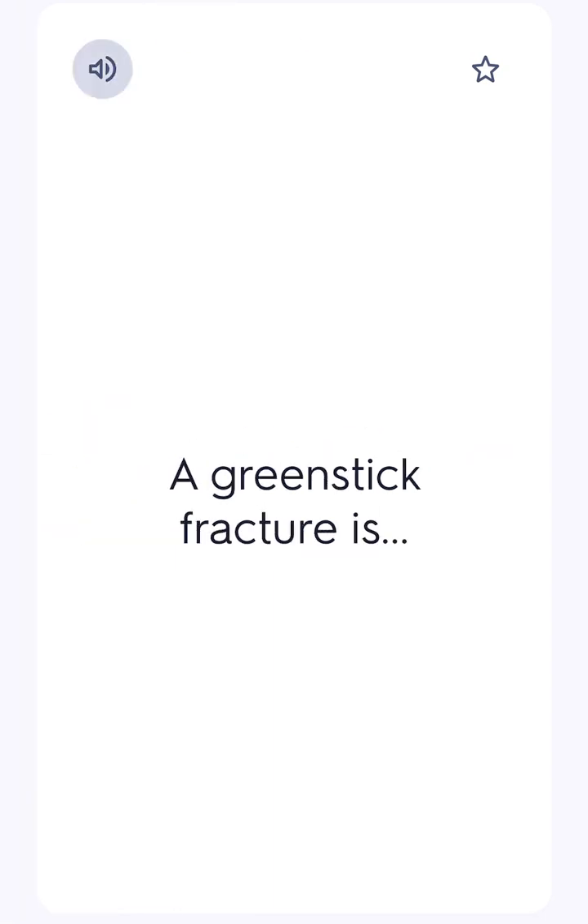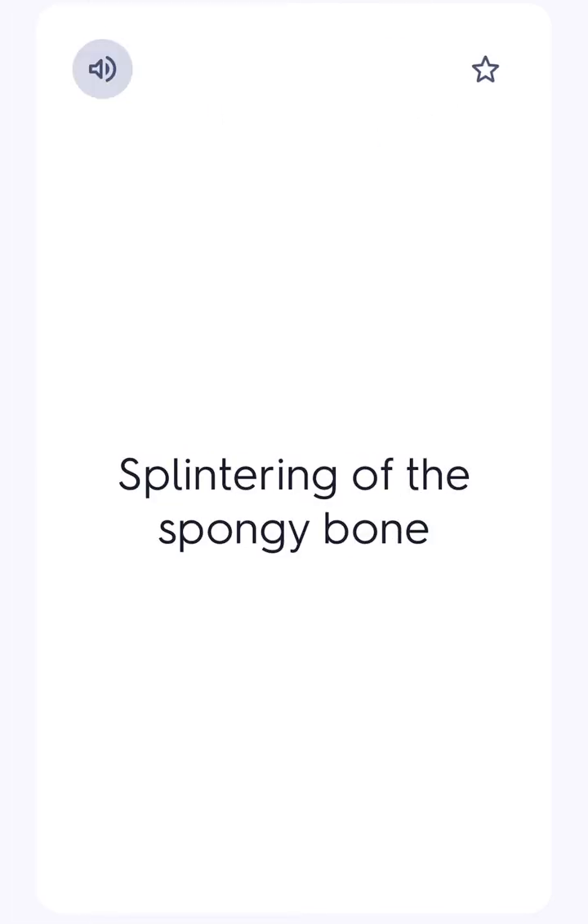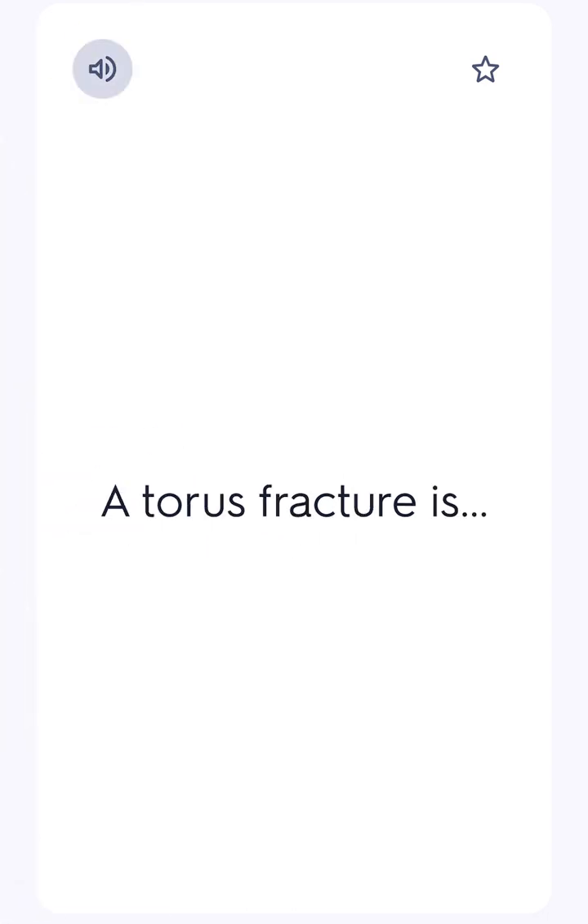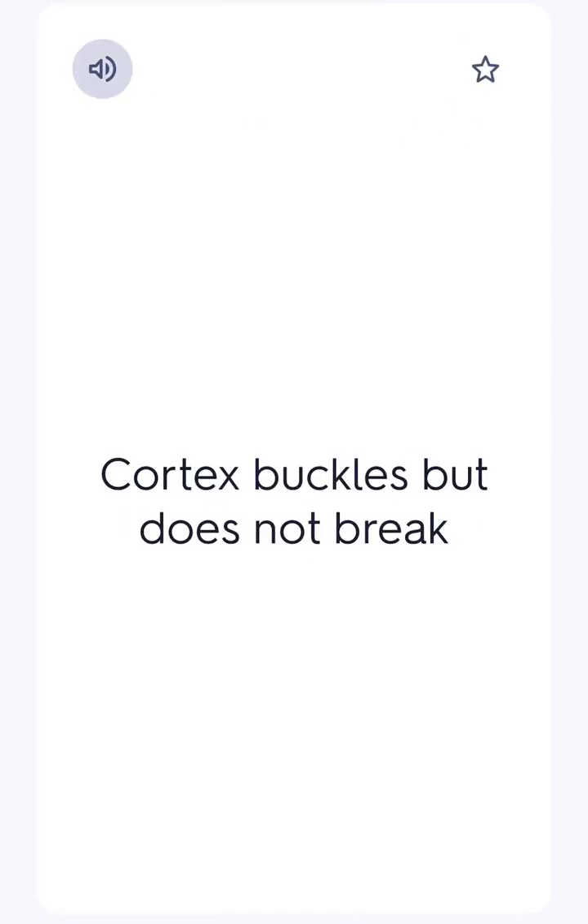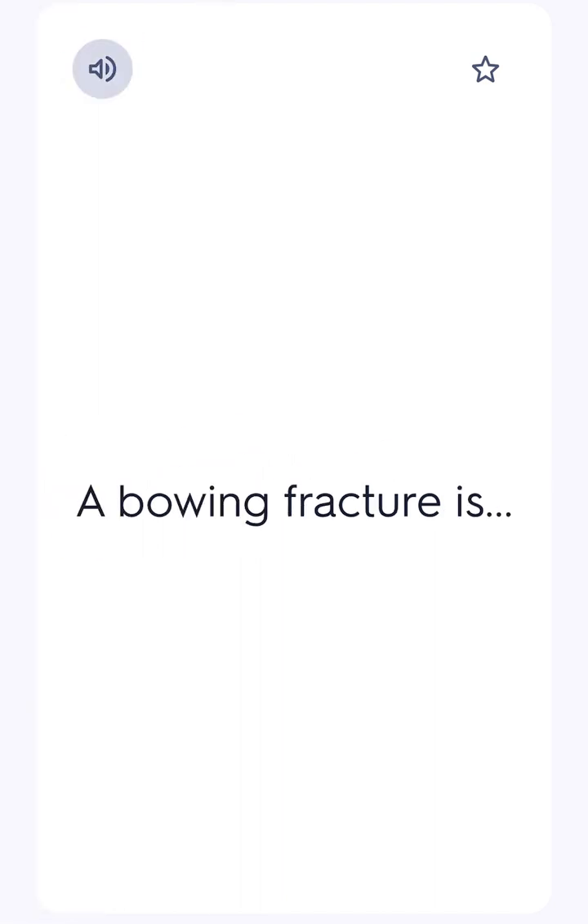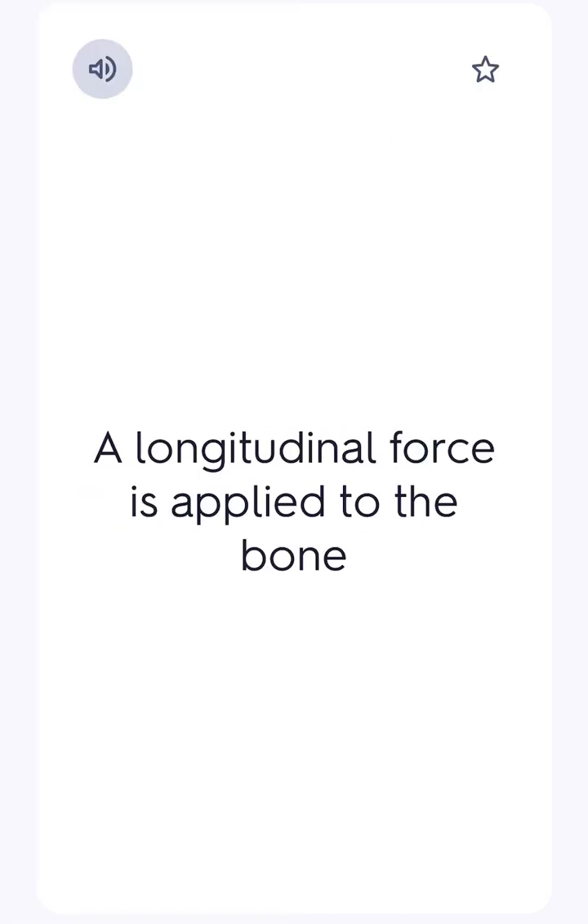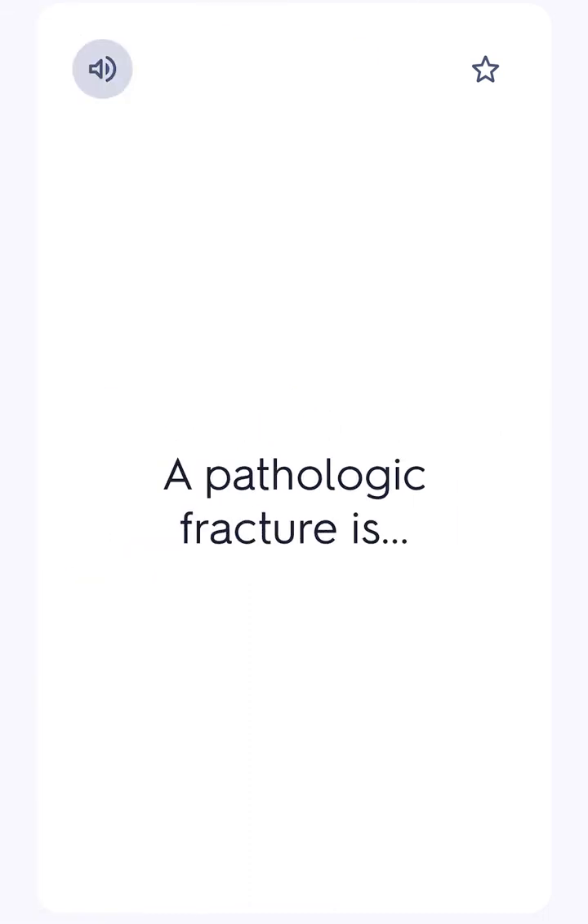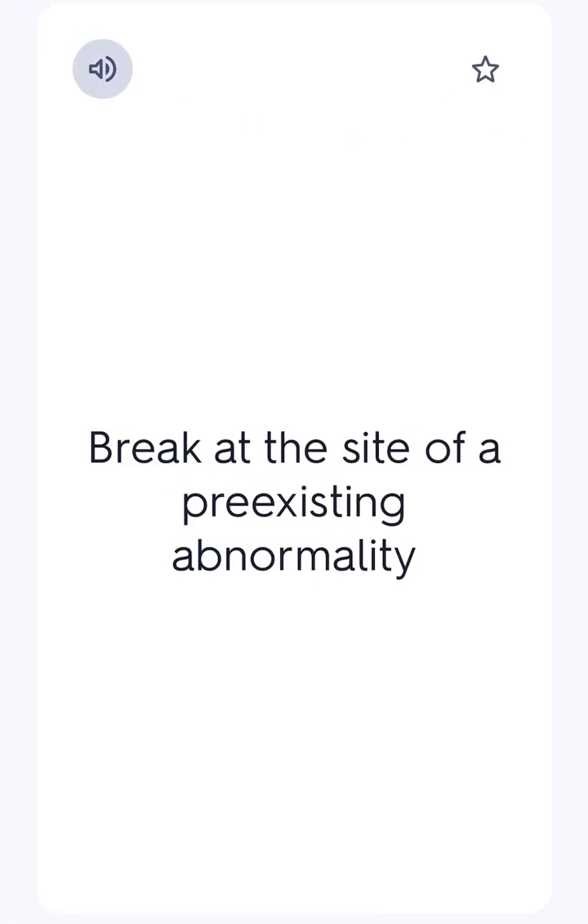A greenstick fracture is: splintering of the spongy bone. A torus fracture is: cortex buckles but does not break. A bowing fracture is: a longitudinal force is applied to the bone. A pathologic fracture is a break at the site of a pre-existing abnormality.